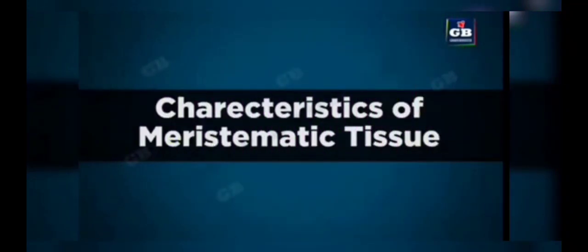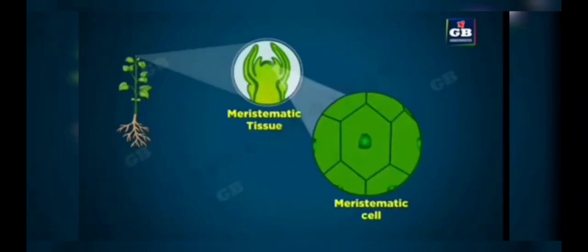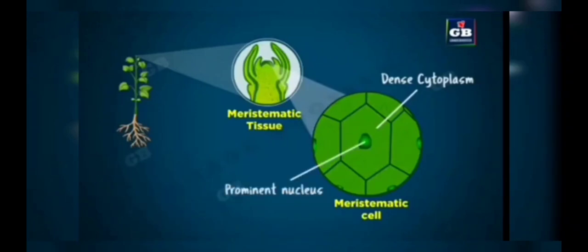Now let us know about characteristics of meristematic tissue. The cells of meristematic tissue are very active. They have dense cytoplasm and have a big prominent nucleus. The cell wall of these cells is thin.